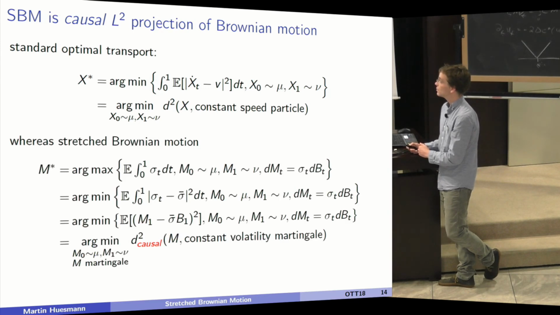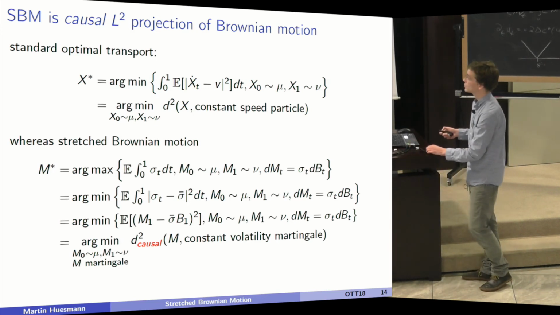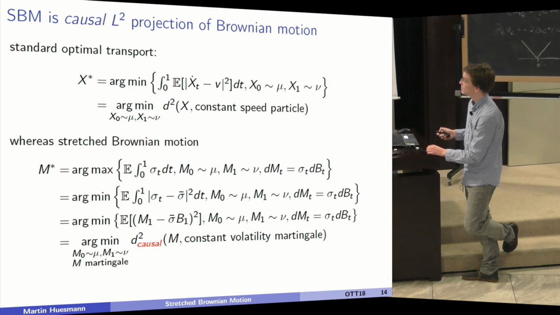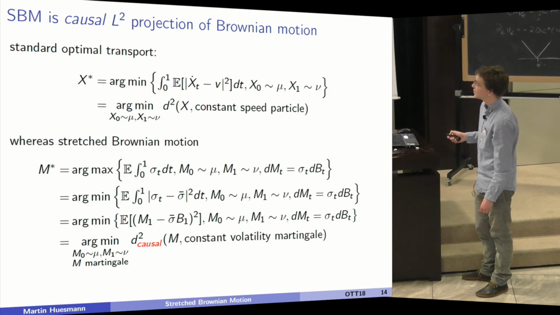So now you can do this similarly with stretched Brownian motion. This is kind of the original optimization problem here. And in a similar way, you can just smuggle in a difference with a constant volatility martingale. And now if you replace this, then you end up with such a formulation.